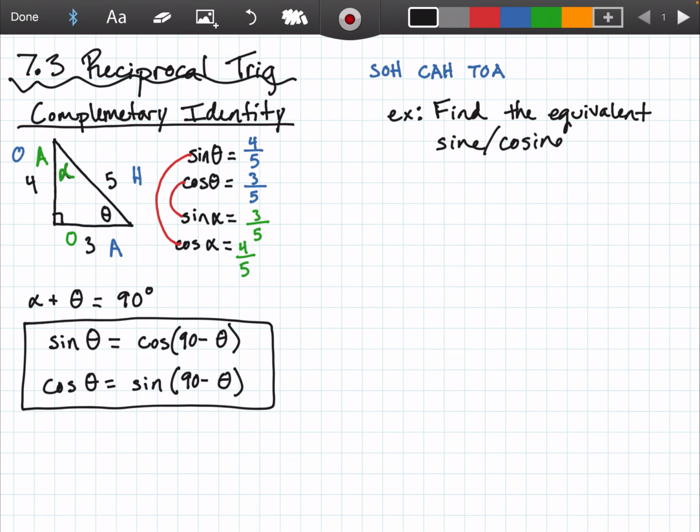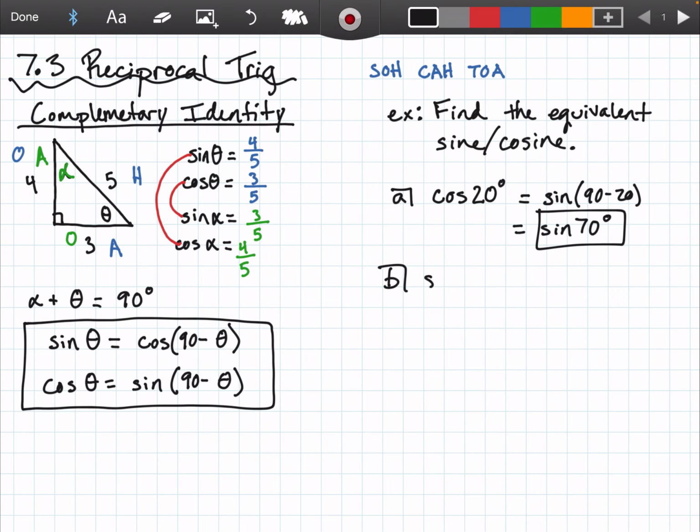For examples of what I would ask you to do, the instructions on your homework are going to say find the equivalent sine or cosine. So let's say I give you cosine of 20 degrees. I've given cosine, so I want to find the equivalent sine. Cosine of 20 is going to be sine of 90 minus 20, which is sine of 70. And that's it. I don't need you to show that work, but for the first example I figured I might as well show it.